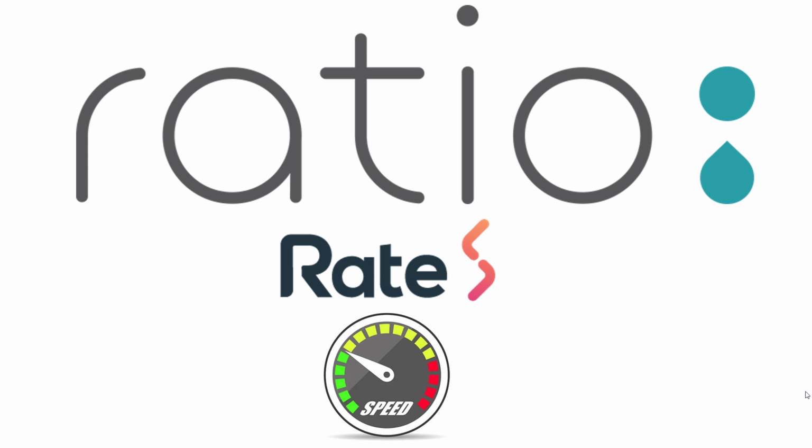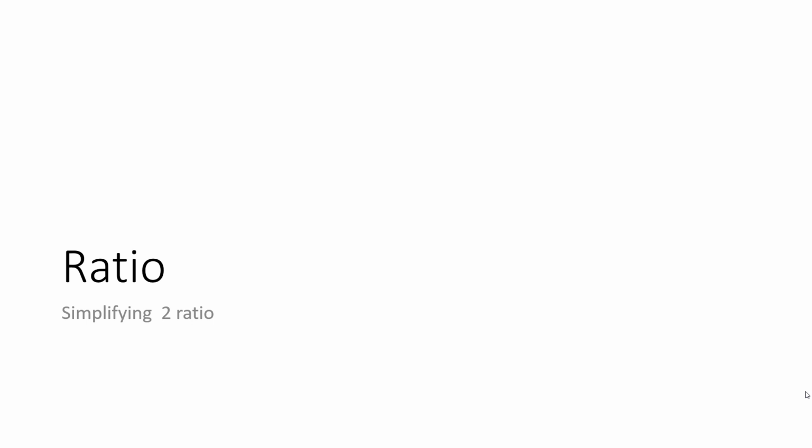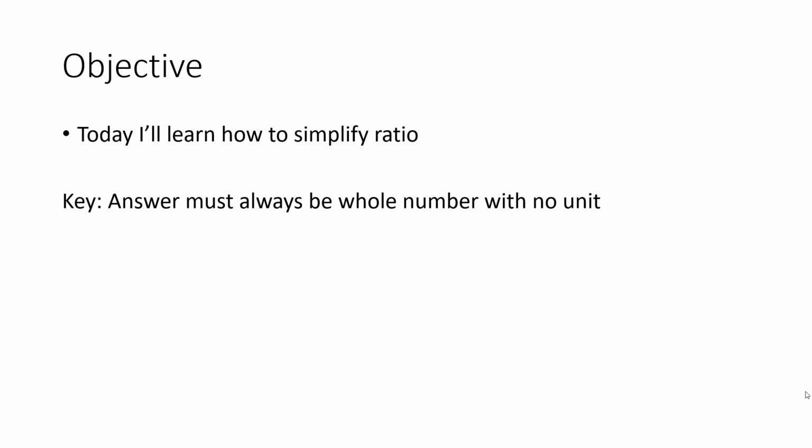So this will be the chapter on ratio, rates, and speed, and we will start with the topic of ratio. In the first part, we will learn how to simplify ratio with two terms. The objective today is: I will learn how to simplify ratio when there are two quantities. The key is the answer must always be whole numbers with no unit. So please take note of this. Take out your notebook and copy this down.